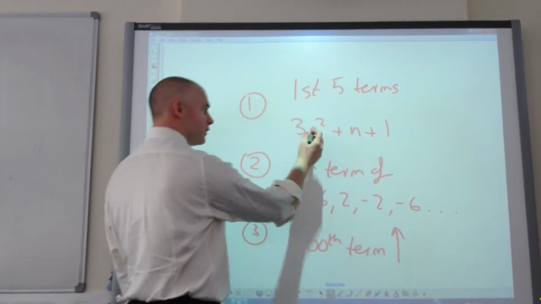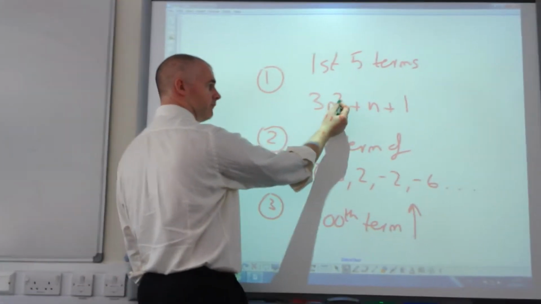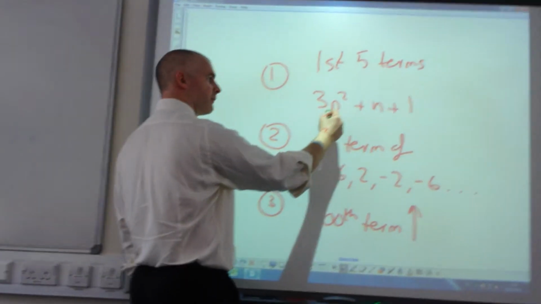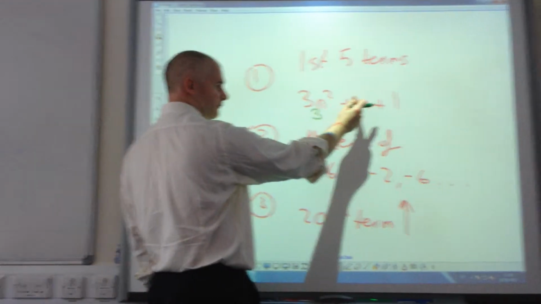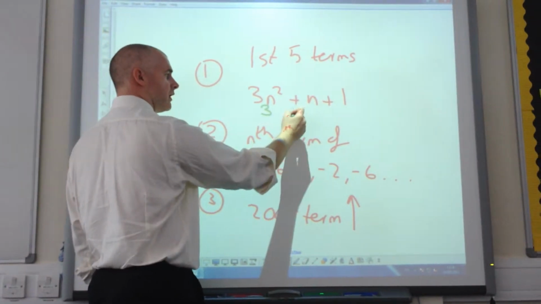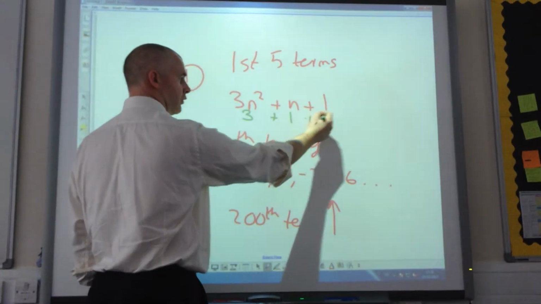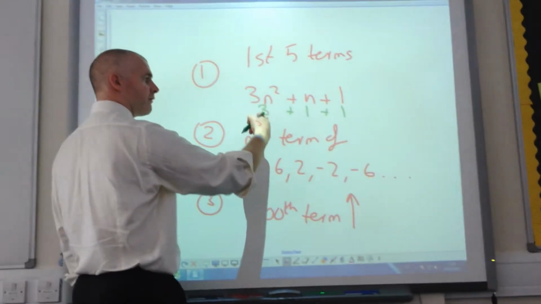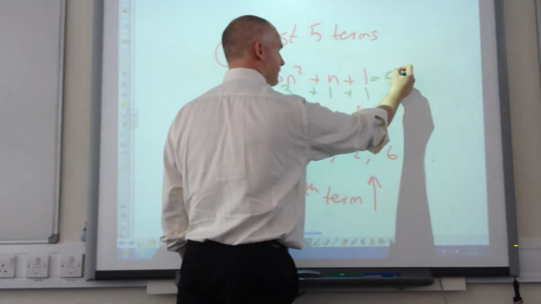What you do is you do 1 squared first, which is 1. Then you times it by 3, so it becomes 3. You add n. It's the first term, so n is still 1. And it tells us to add 1 more. So my answer for my first term, 3, add 1, is 5.